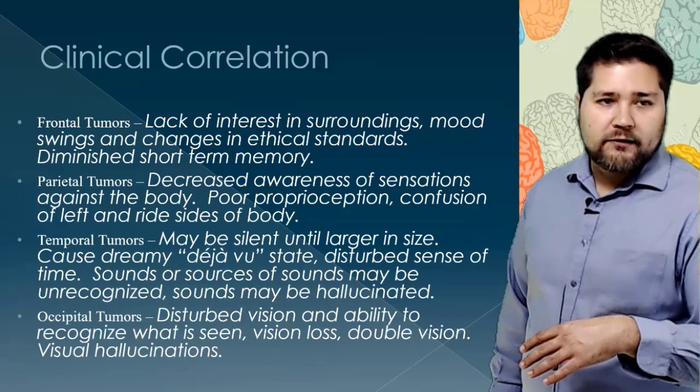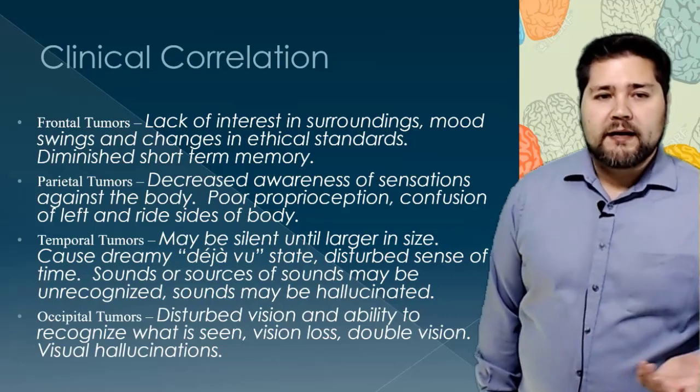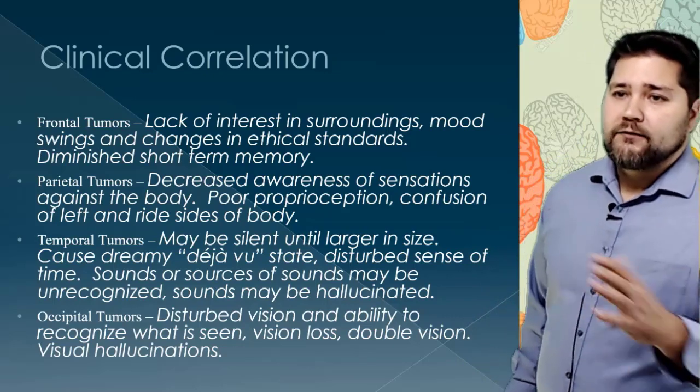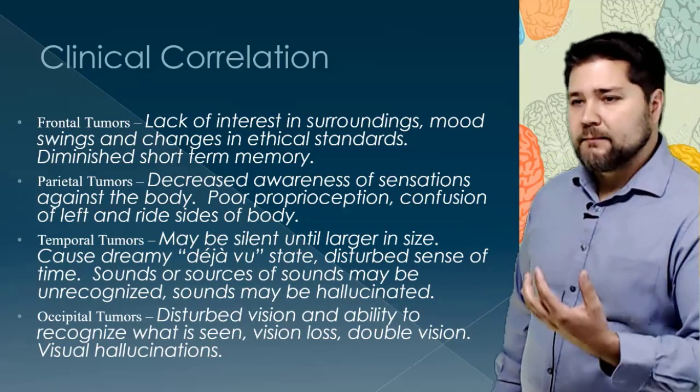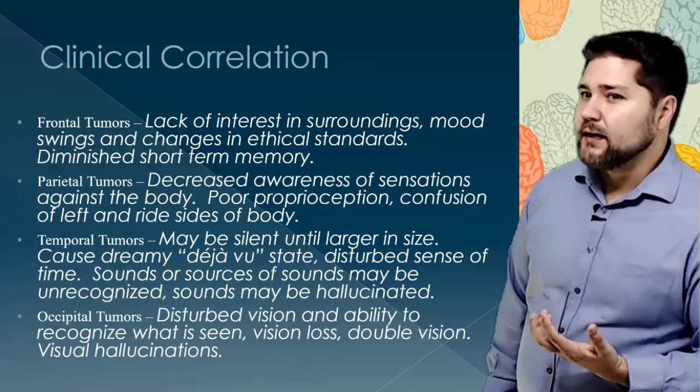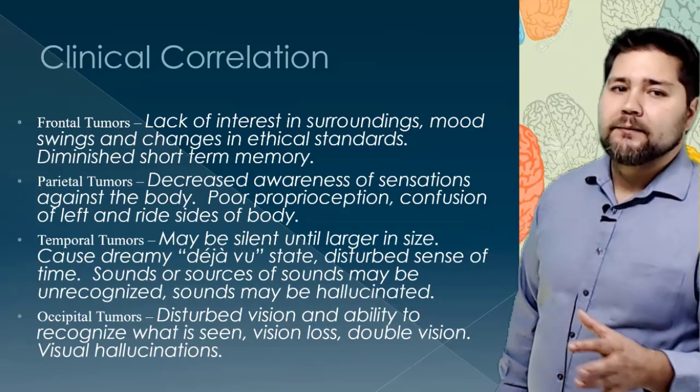But contrast that to parietal lobe tumors. In that case, we're basically affecting our proprioception. So we might have an inability to have communication between our left and right sides. We might not be able to really secure our place in the environment. You might see patients bumping into things or having issues with sensation.